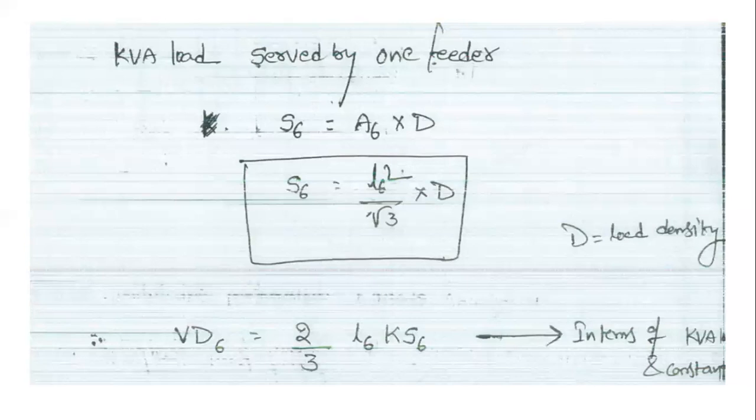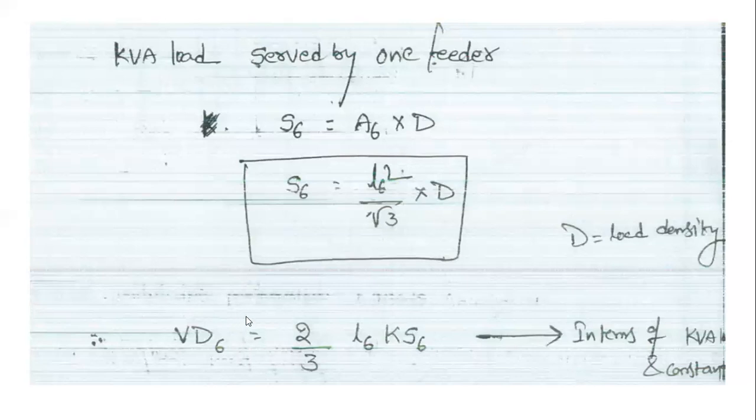Okay, that is S6 is equal to A6 into D. What is that value? That is L6 square by root 3 into D. Okay, this is the voltage drop at the one single feeder.